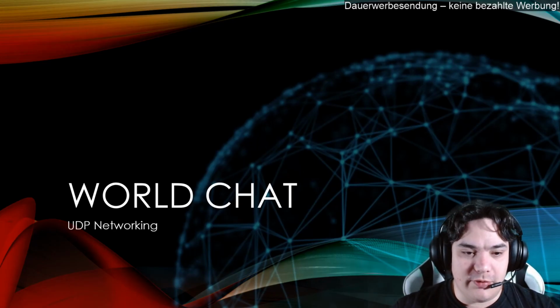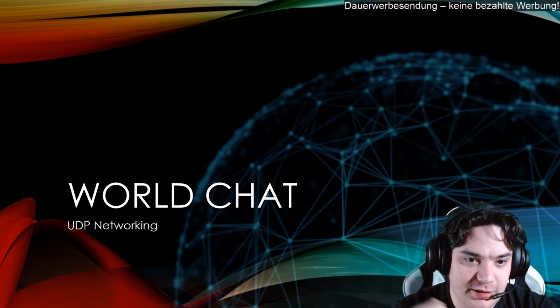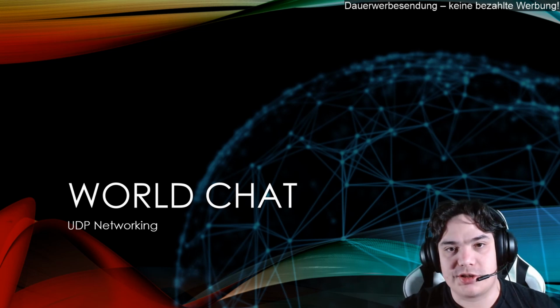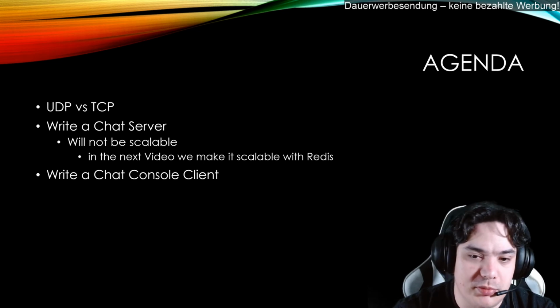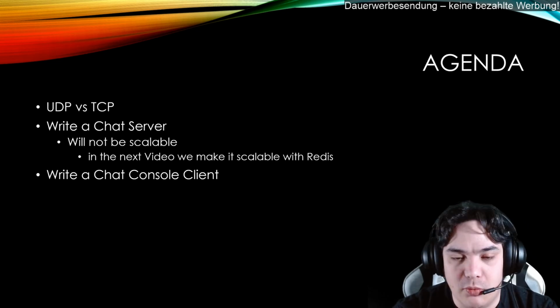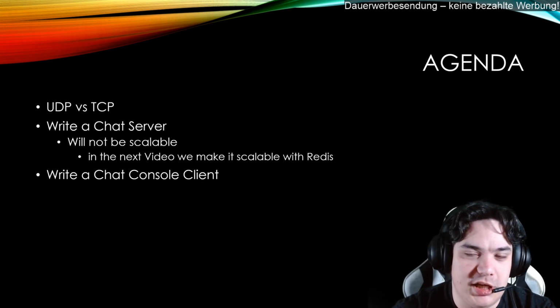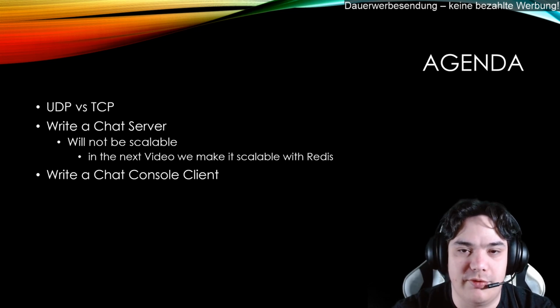Hi and welcome everyone. Today we start our 2D MMORPG, the first time developing something, and we will start with the world chat. First of all, since we start using the UDP custom library, I want to elaborate a little bit more about why we use UDP and not something like TCP or the REST API, for example, which is pretty common in web development.